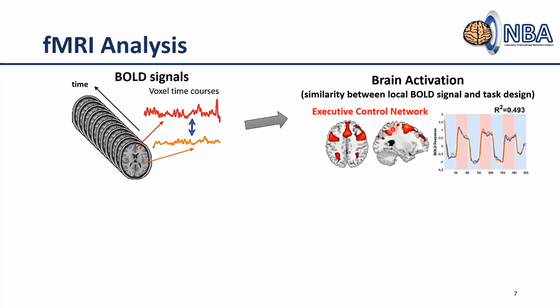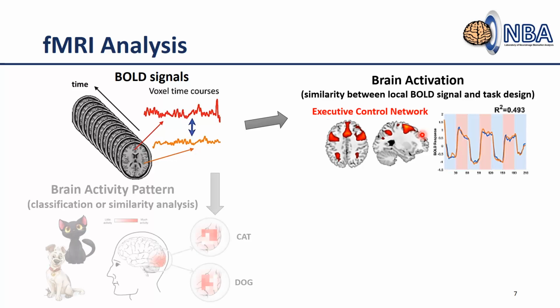If we can identify specific voxels or brain regions exhibiting this kind of profile, I would say these brain regions are highly involved for this. This is the first idea. We try to use some statistical analysis. Actually, we try to identify the similarity between the local BOLD signal, the local time profiles, and the task design. If I can identify high similarity between a specific location and the task design, then I will say this is the location of the brain activation. This is the very first part.